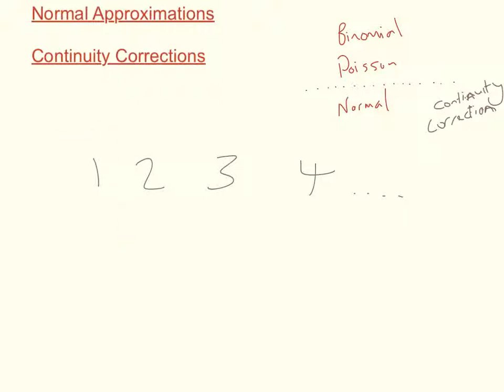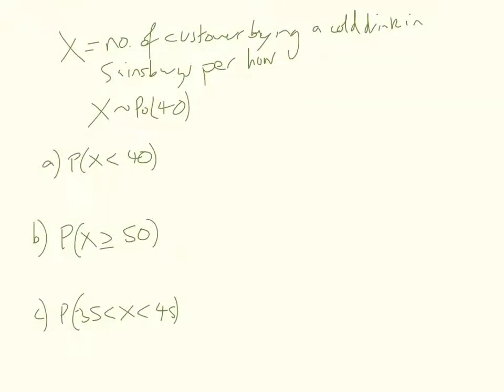So a number such as 1.49 recurring would count as 1 from a binomial distribution. So we need to try and work out what our limits are when we are looking at a probability in a binomial distribution and then turning it into a normal distribution. So let's do an example.